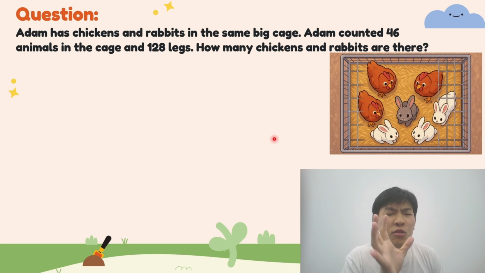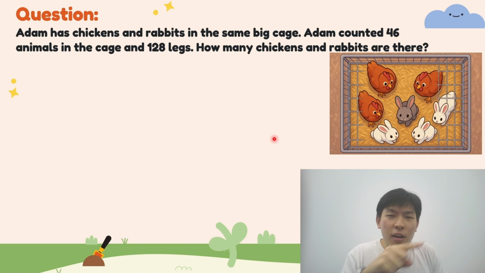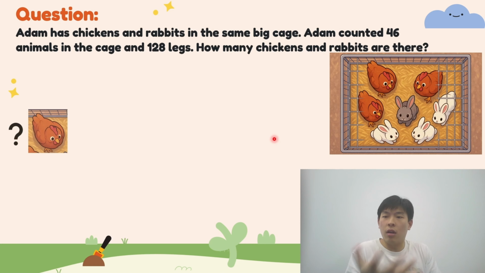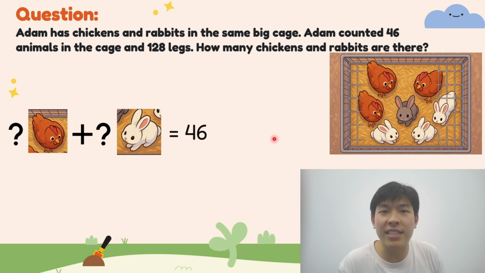First, we have so many cute chickens and rabbits in the same cage. Now Adam found 46 animals in the cage, but do we know the number of chickens and rabbits? You're right, we don't. We don't know the number of chickens and rabbits, but we know that the sum of their numbers will be 46.